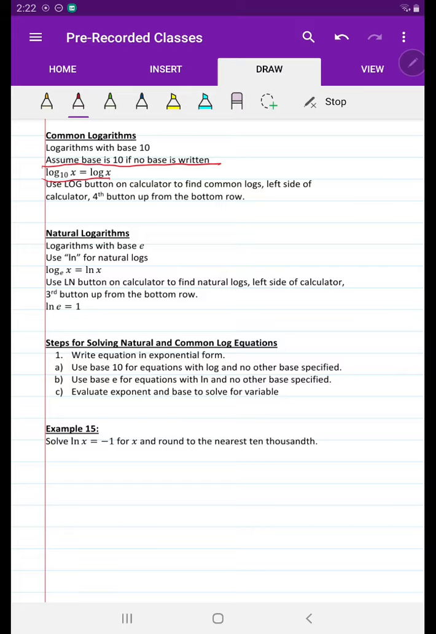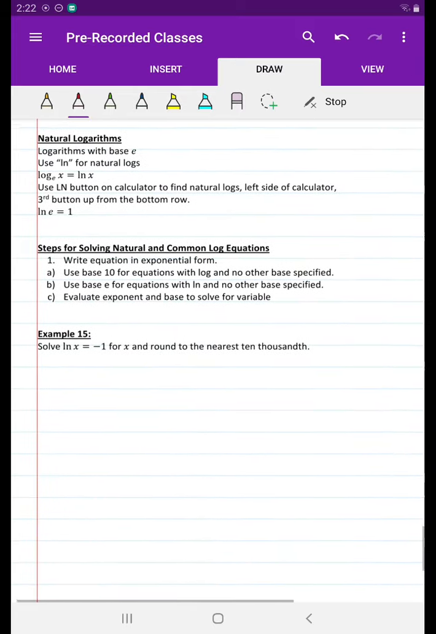And so how we can evaluate these in our calculator, there is a log button on your calculator. It's on the left side, 4th button up from the bottom row. Okay, and so that allows you to evaluate common logs or logs with a base of 10.